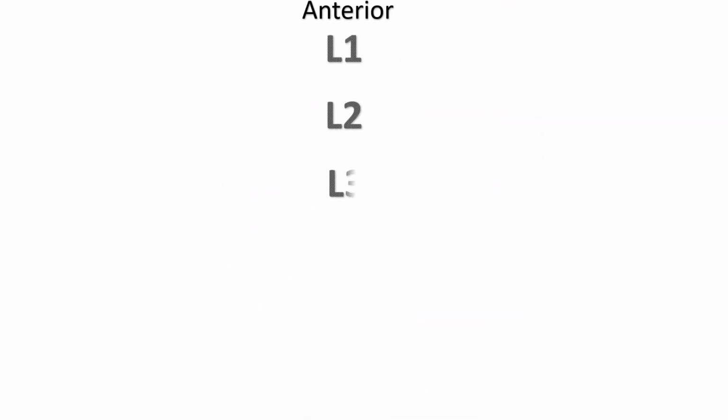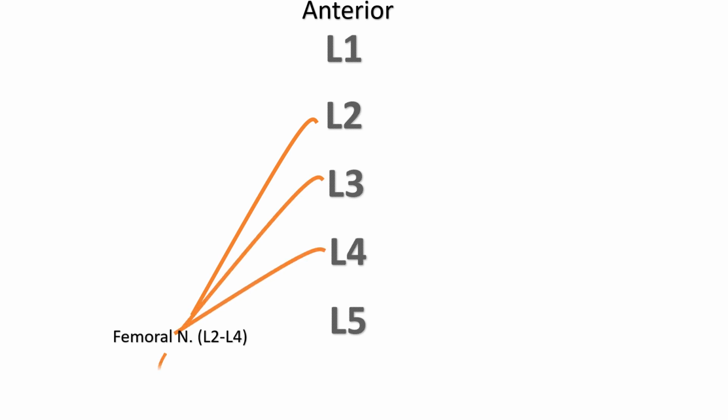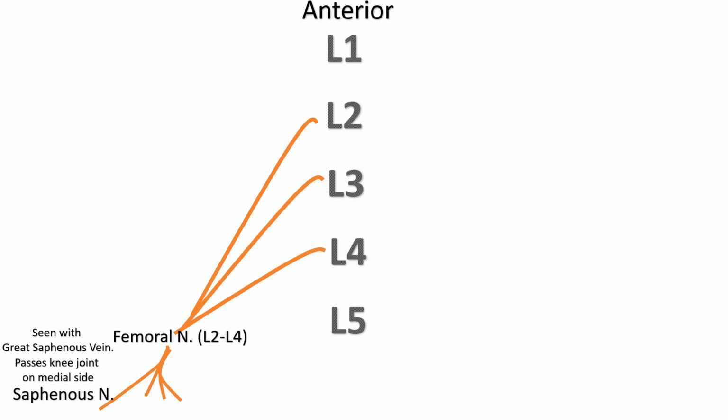Okay, so if you're looking at an anterior view, the L2 to L4 nerve roots form the femoral nerve. It immediately branches into muscular branches. Also, the saphenous nerve is given off from the femoral nerve, and this will be seen with the great saphenous vein. This passes the knee joint on the medial side. Okay, and this is of course bilateral.